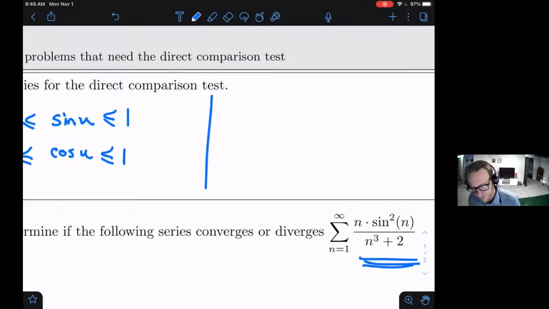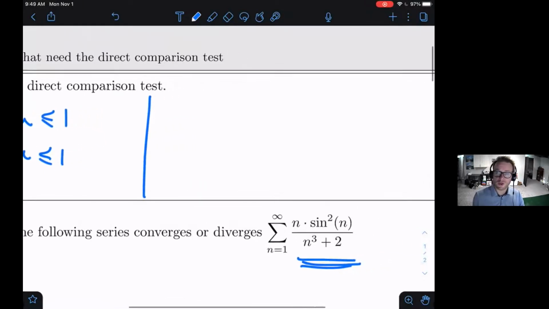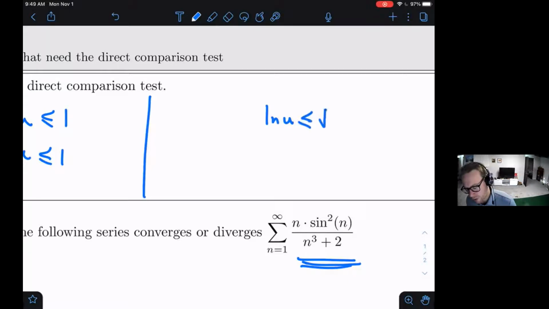And then the other nice inequality that's good to know about is for the natural log. Sometimes for logs, these don't have a great way to compare using the limit comparison test. And so we sometimes need to use the direct comparison test. For instance, if you have the natural log of u, this is always going to be less than or equal to root u. By the way, if you just graph these, you'll see that this is true. And the natural log is going to be greater than or equal to some constant eventually. It gets a little bit hairy here, but we're just going to say 1 here. And so the natural log is going to be greater than or equal to 1.